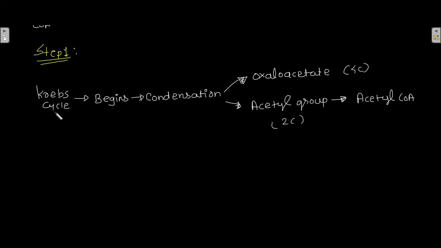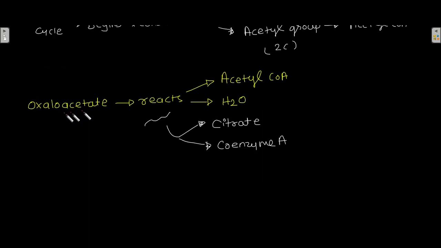Now the Krebs cycle begins with the condensation of oxaloacetate and an acetyl group. Oxaloacetate is made up of 4 carbons and the acetyl group of acetyl coenzyme A is made up of 2 carbons. Okay, so the Krebs cycle starts. Step 1 of the Krebs cycle is all about the condensation of oxaloacetate and the acetyl group. Oxaloacetate reacts with acetyl coenzyme A and water, and this reaction produces citrate and coenzyme A.